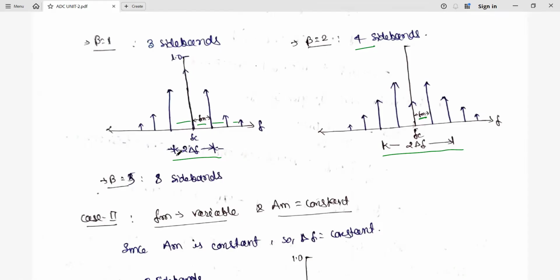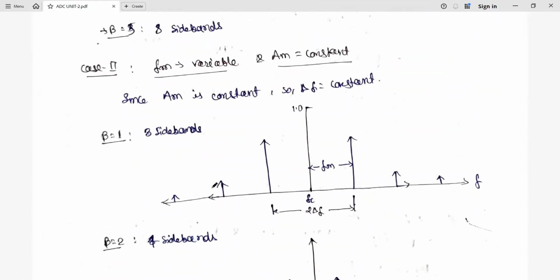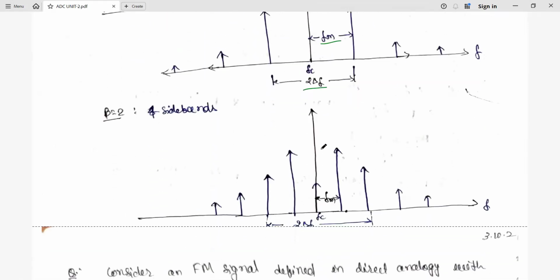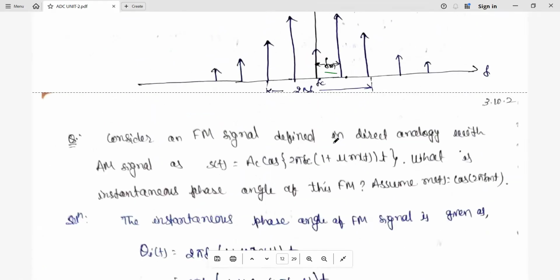So now, in the second case, Fm is variable but M is constant. M is constant means del F is going to be constant. So again beta is 3 side bands, and this 2 del F is not going to change. What is the variable here? Fm is variable. So beta equal to 4. Again you see that here 2 del F is not going to change. So Fm is reduced. Like, the situation is that.